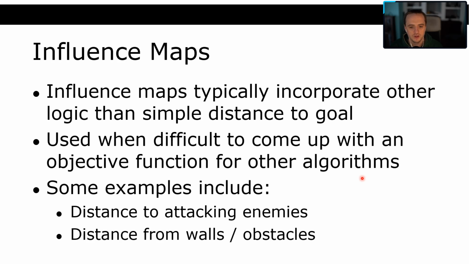So for example, when we're doing our pathfinding, we may want to do things like avoid attacking enemies. Or we may want to have the shortest path, but we also want to avoid getting too close to walls or enemy bases, for example. And it's very difficult to incorporate this sort of logic into a single value that we want to minimize or maximize. But influence maps can help us do that.